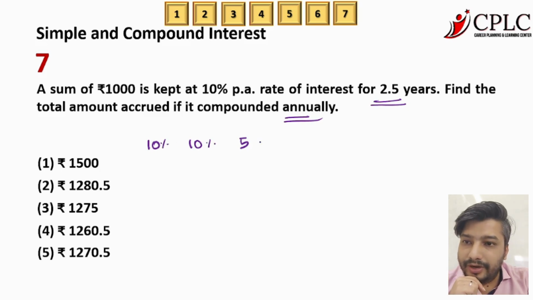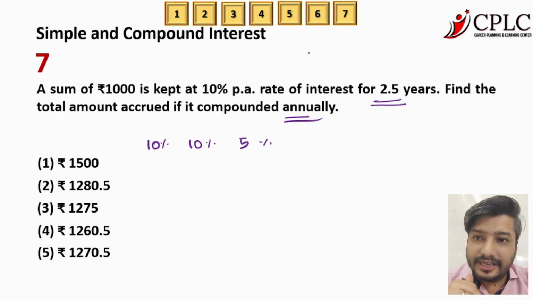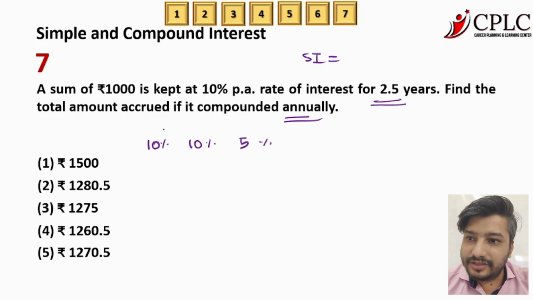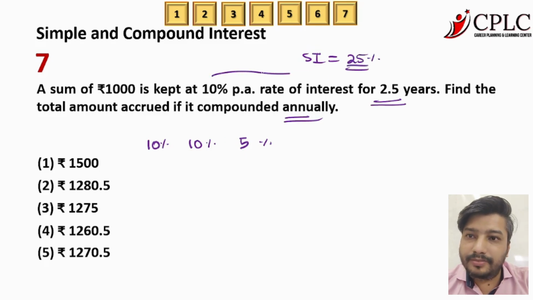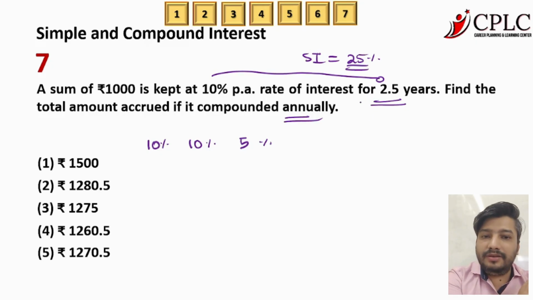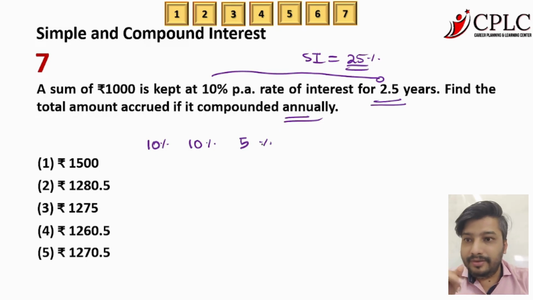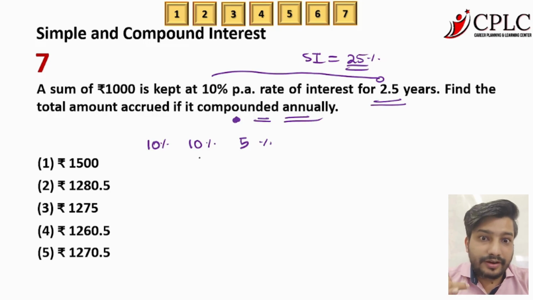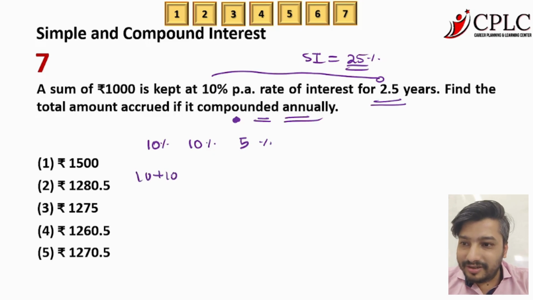So let's do compound interest. Because if it would have been SI, then it is easy, we just simply have to add these. So it would have been 25% basis 10% per annum for 2.5 years, because 10 for the first 2 years and 5% for the remaining 6 months. But because it is compound interest, we will have to first find out the rate of interest. By now you should remember the numbers straight away, but I will still do it.